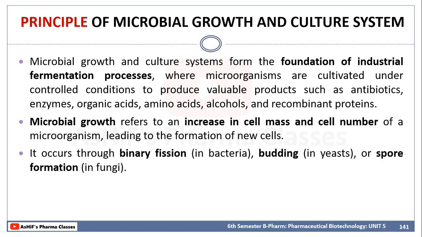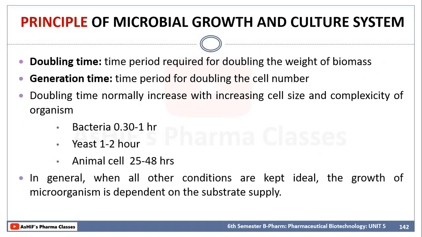So what is meant by growth? There will be an increase in the cell mass or cell number. That is what we call growth. Usually we have to find out two terms, the doubling time and generation time. Based on this, we will decide this fermentation has to be carried out for 10 days. So doubling time is the time required for doubling the weight of the biomass.